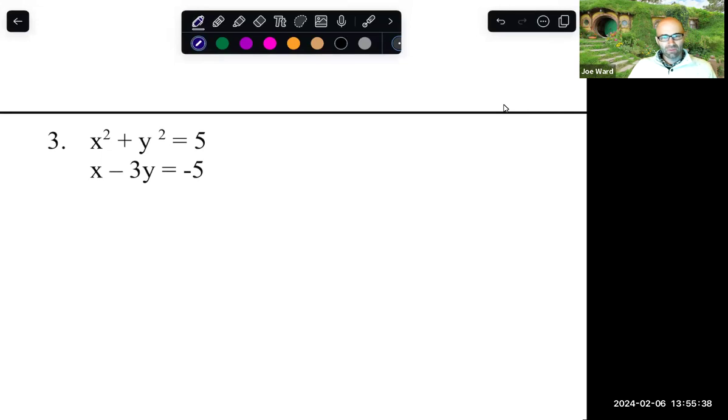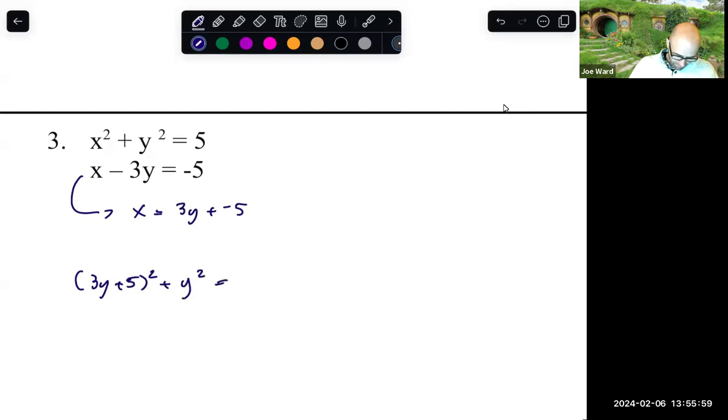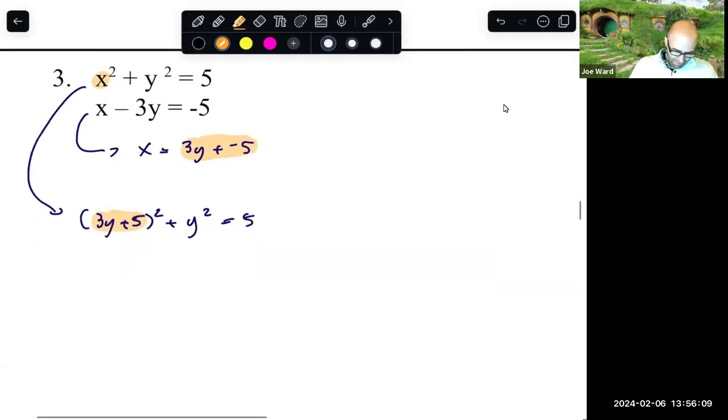All right, so again, we need to get rid of one of these variables. So this bottom one looks like it's pretty close to being solved for x. So if I add 3y to both sides of this equation, I get that. Now I can plug this in for x in the top equation. So instead of x squared, I get 3y plus 5 squared plus y squared equals 5. So this came down here, and we substituted this in place of x. And now this equation involves only one variable.